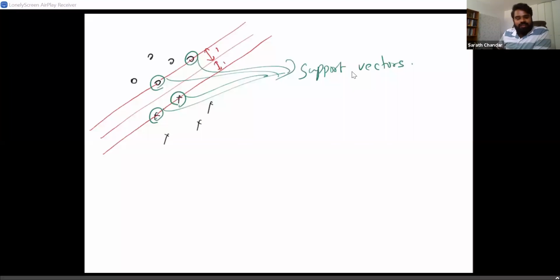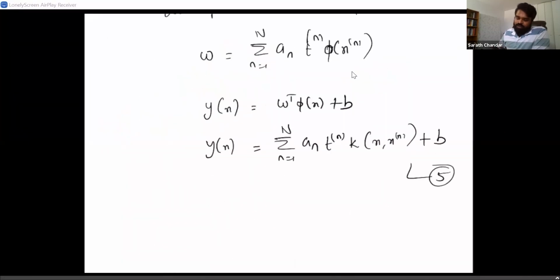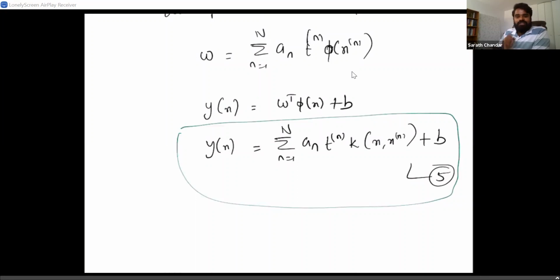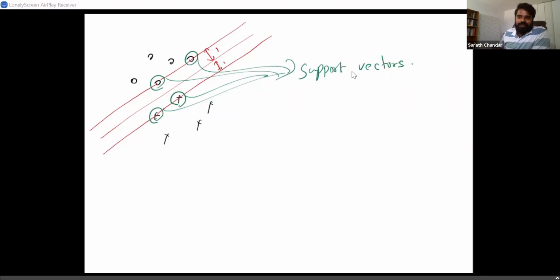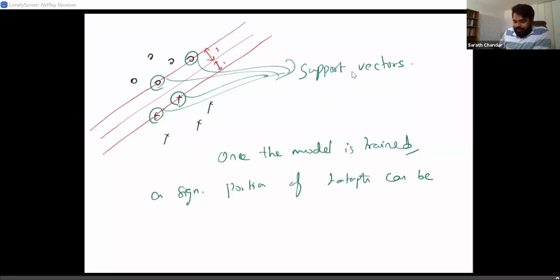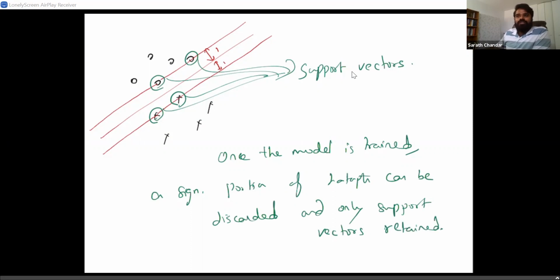Once you train your max margin classifier, to make decisions you're going to use this equation. This equation just needs those support vectors in the first term. Bias, we still haven't found how to compute. We will do it. But what is interesting here is that once the model is trained, a significant portion of data points can be discarded and only support vectors are retained.